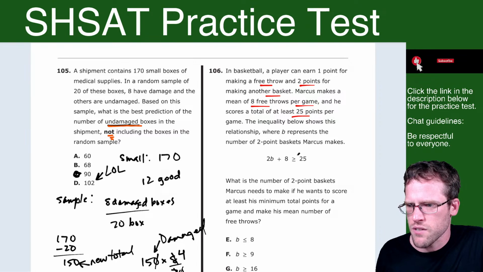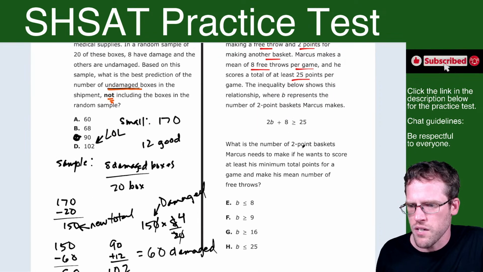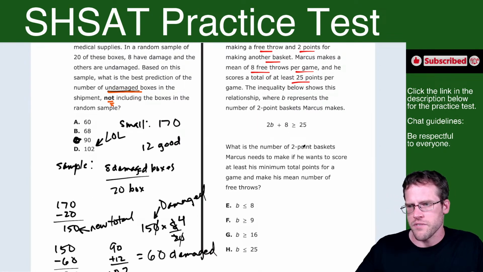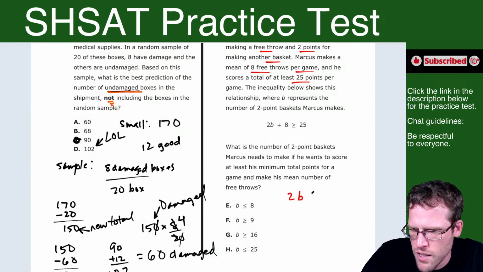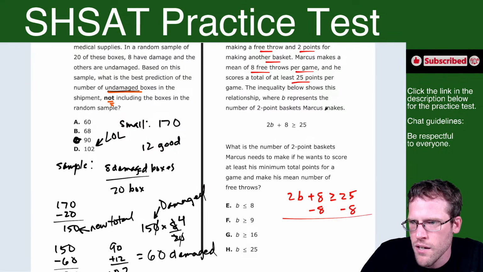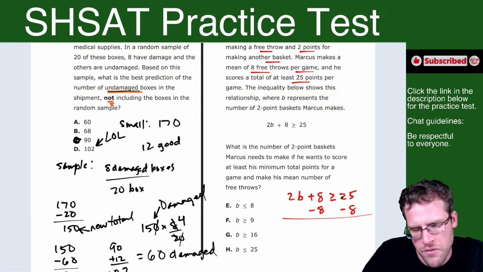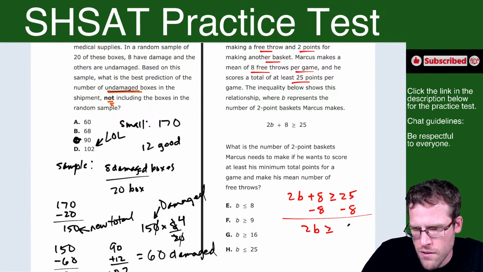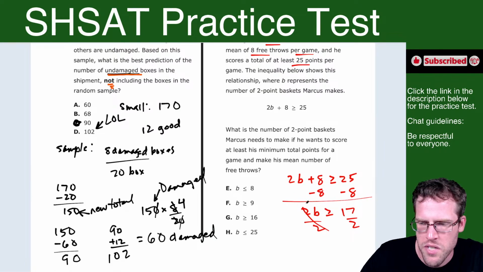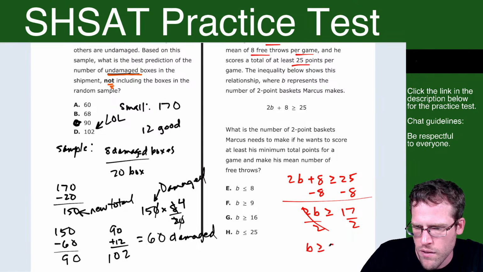So this is fine. I'm just scanning for anything funny here. Well, I'm just going to start by solving. So he wants to make at least 25 points. So 25 or greater. So if we subtract, this is 17. And then divide by 2. And 17 divided by 2 is 8.5.